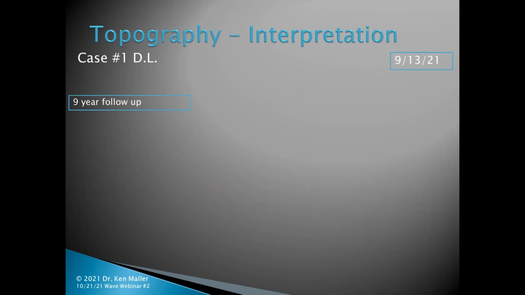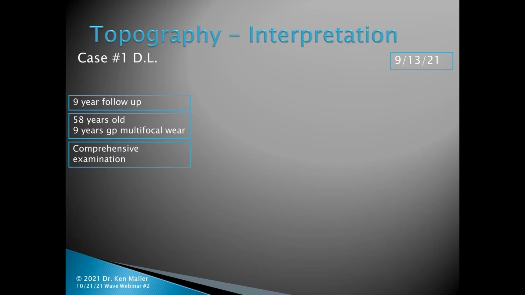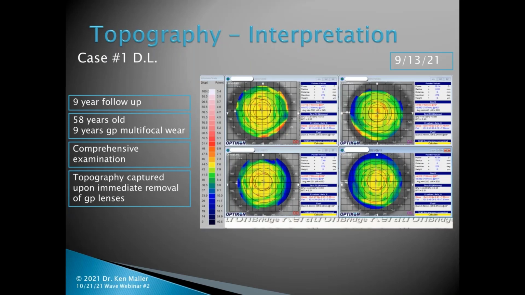So we moved over 9 years later, and you could see this was just actually last month. She was just in. She's now 58 years old. She's been a 9-year GP multifocal wearer, and I've done a couple of changes on those to address the advancing presbyopia. We had a comprehensive exam. She came in wearing the lenses. I took them off, and the bottom maps are the maps that I took immediately upon GP removal. So GPs don't necessarily have to warp corneas, and soft lenses are not innocuous to corneas.